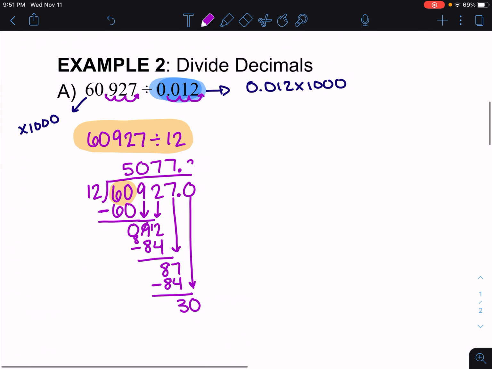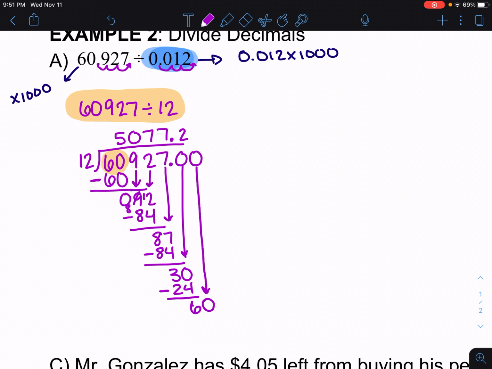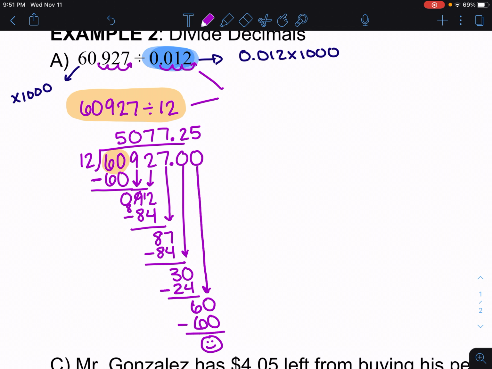12 goes into 30 2 times because 12 times 2 is 24. And I subtract. 30 minus 24 is 6. I'm going to put in one more 0. And 12 goes into 60 5 times. When I subtract, I get that nice 0. So the answer to this division question, 60.927 divided by 0.012, is 5,077.25.